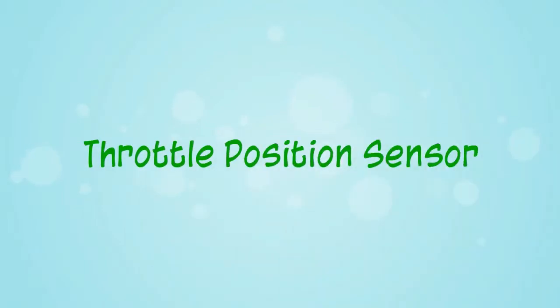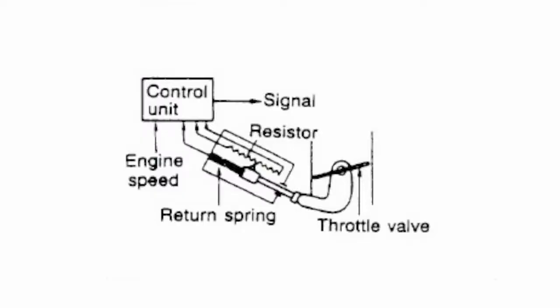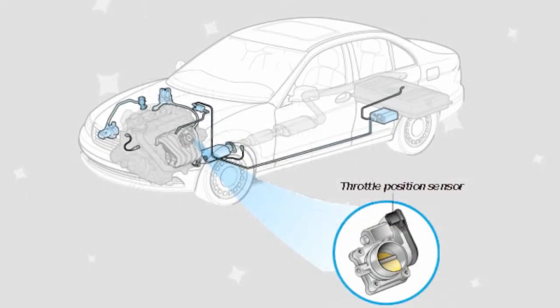Throttle position sensor. This sensor is linked with the accelerator pedal and the throttle body. It sends information about injector pulse width and spark timing. It is located in the throttle body and it is neither washable nor repairable.